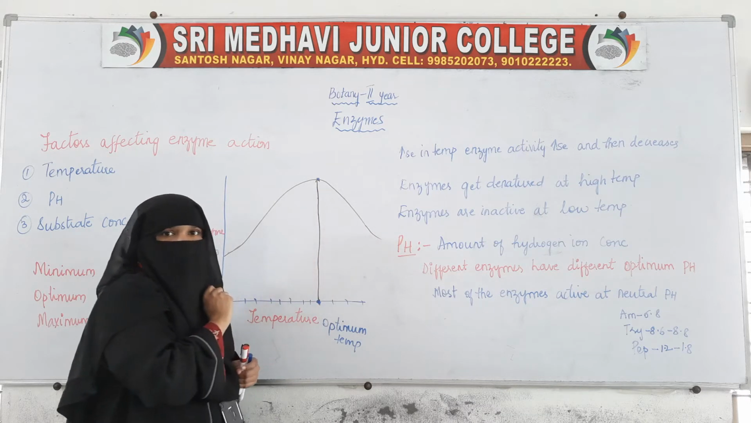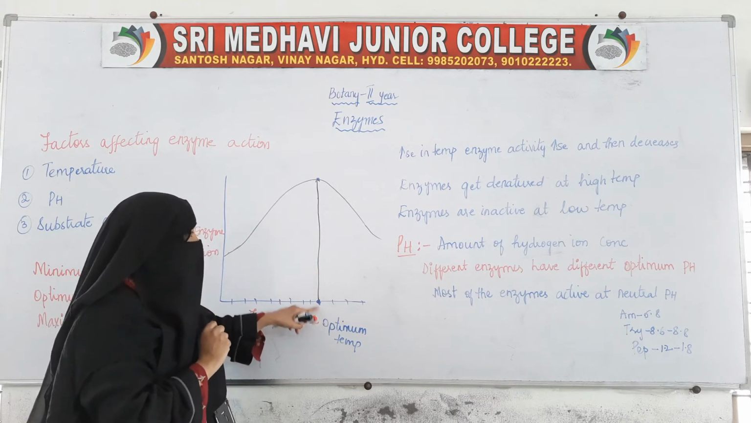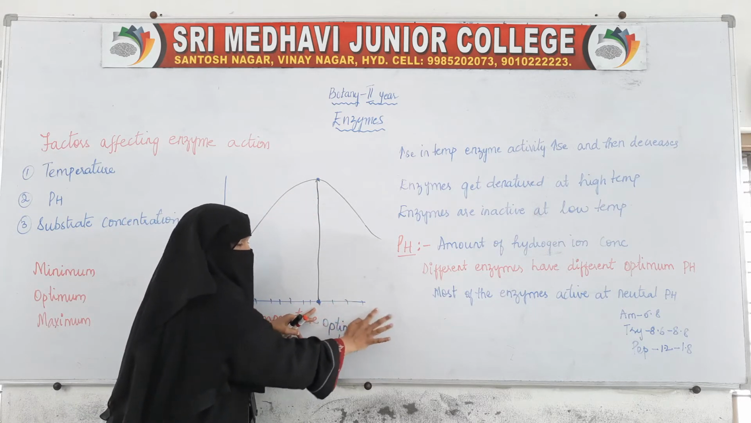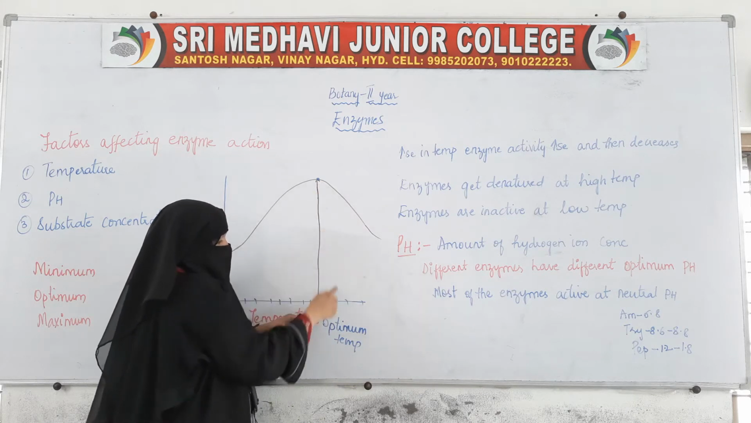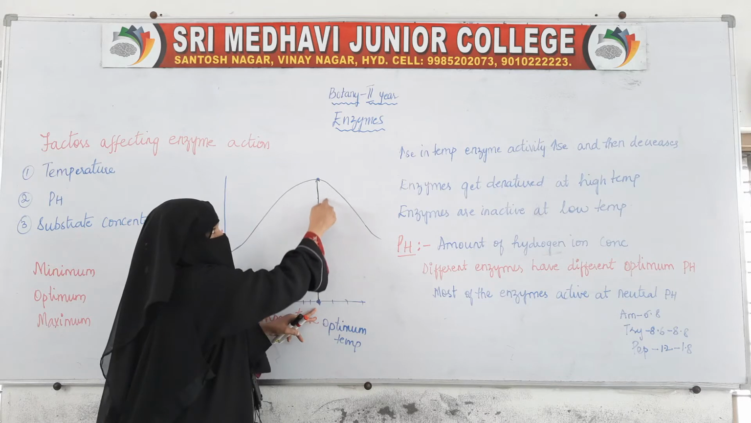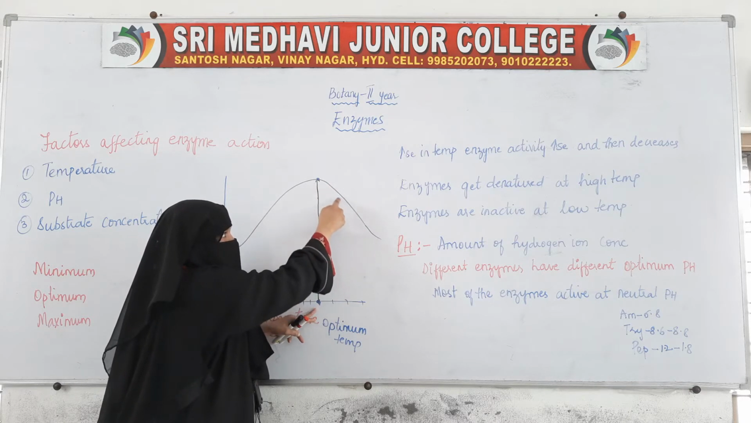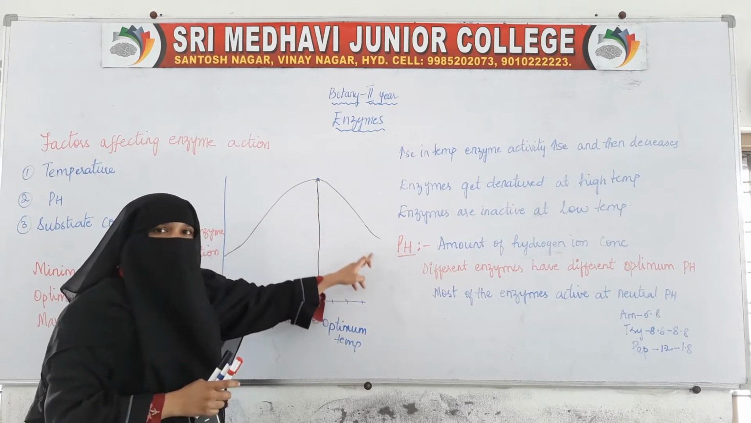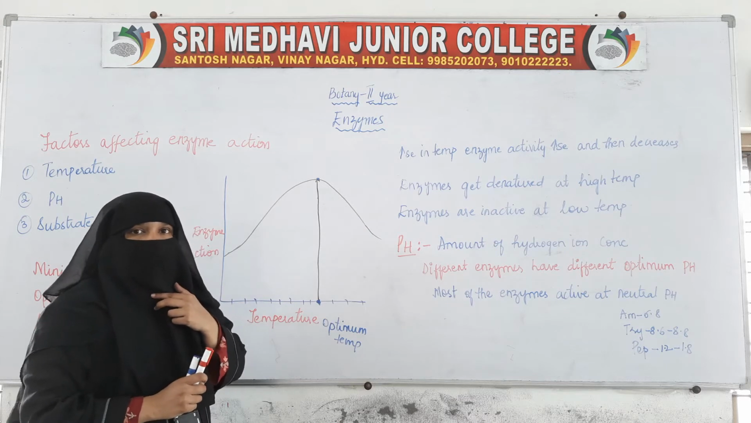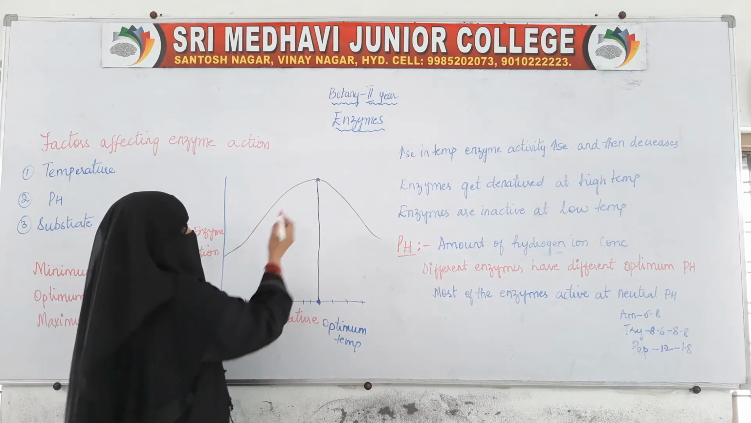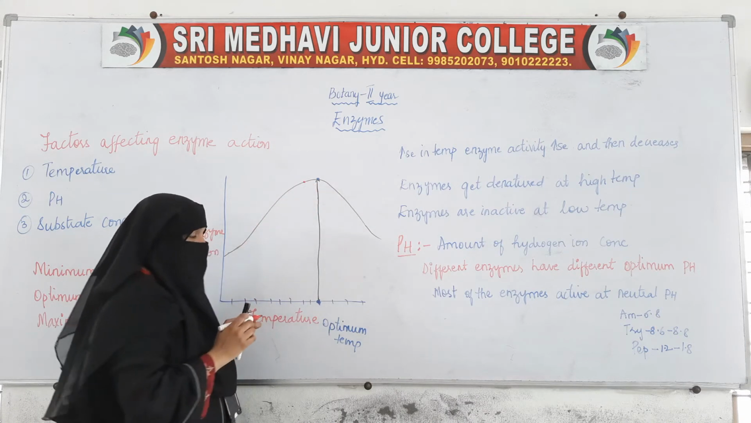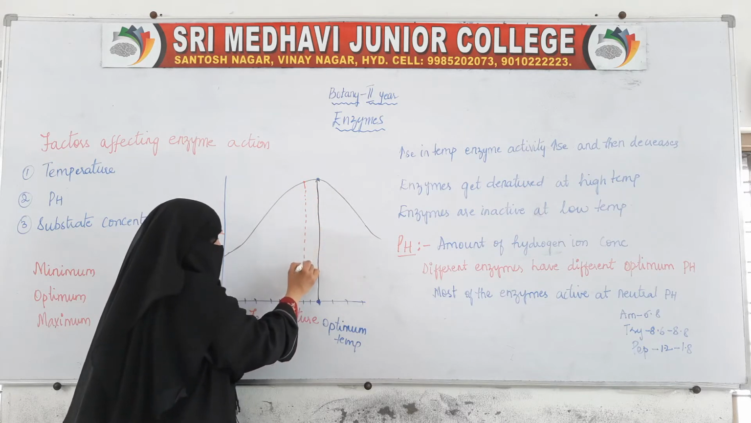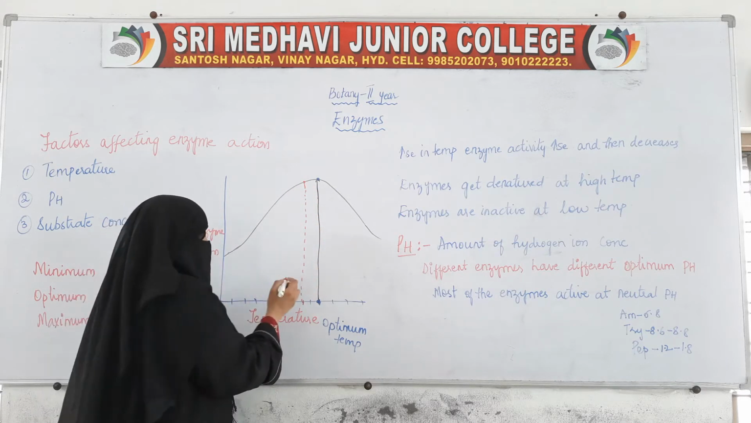At the optimum temperature it is maximum, but as we move here, the temperature is increasing. With the increase in temperature, what we see is a decrease in the enzymatic action. As the temperature is increasing, the enzymatic action is decreasing. The temperature just below the optimum temperature is called the suboptimum temperature.